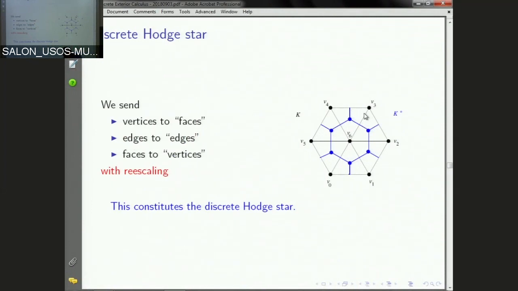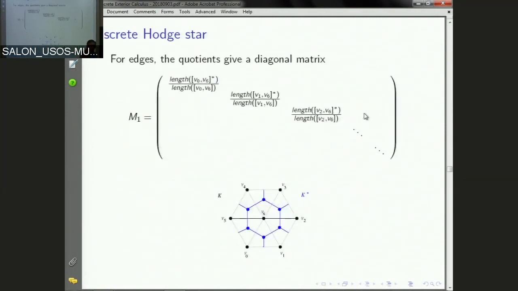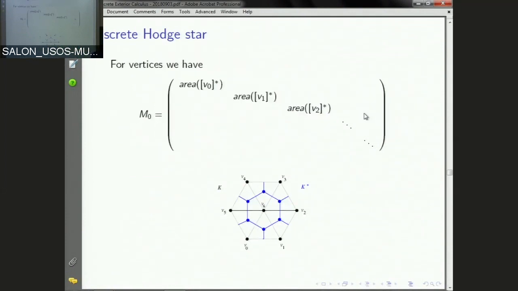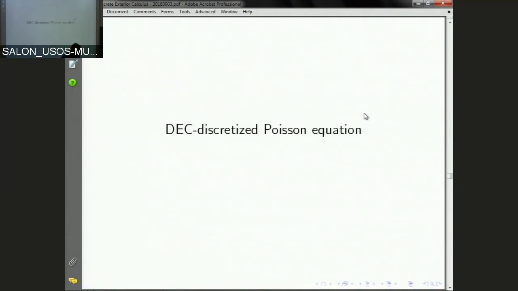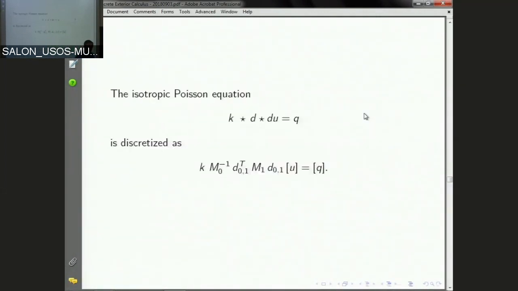So this is accomplished by this matrix. For edges, I go from one to the other and rescale. Those are the entries of this matrix. And to go from vertices to the two-dimensional cells, I accomplish it with this matrix, the area of the corresponding cell on each diagonal entry. Okay? So the discretized Poisson equation now reads the following way.